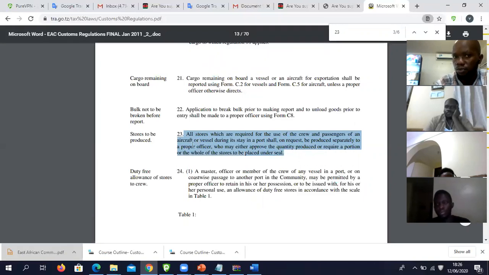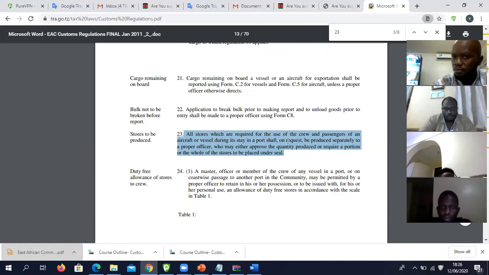Let me read that again for you. All stores which are required for the use of crew and passengers. Note that all stores, in this case, when you are referring to stores, are all stores that are required for the use of who? The crew and the passengers of an aircraft or vessels during its stay at the port shall on request be produced separately to the proper officer.